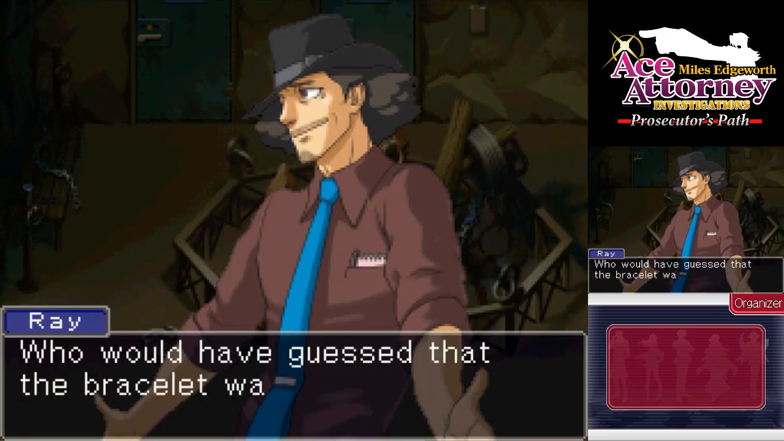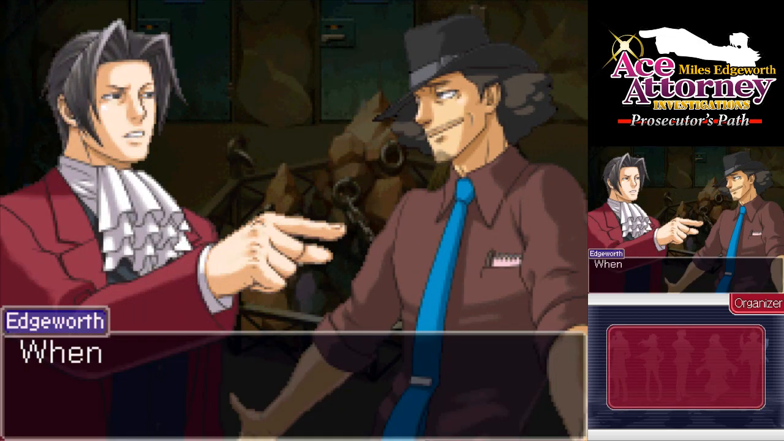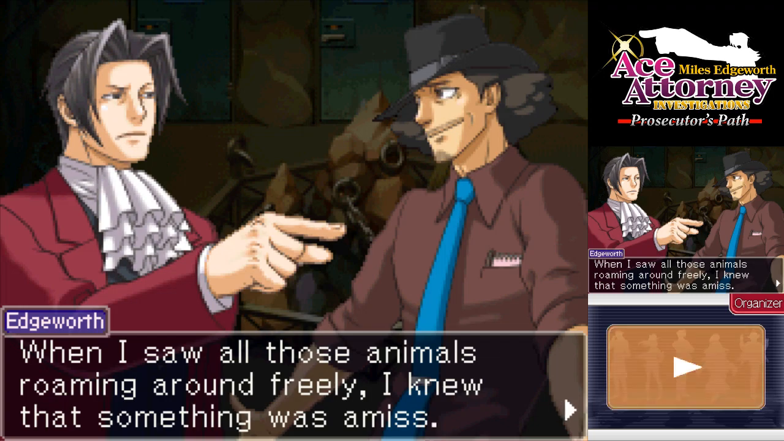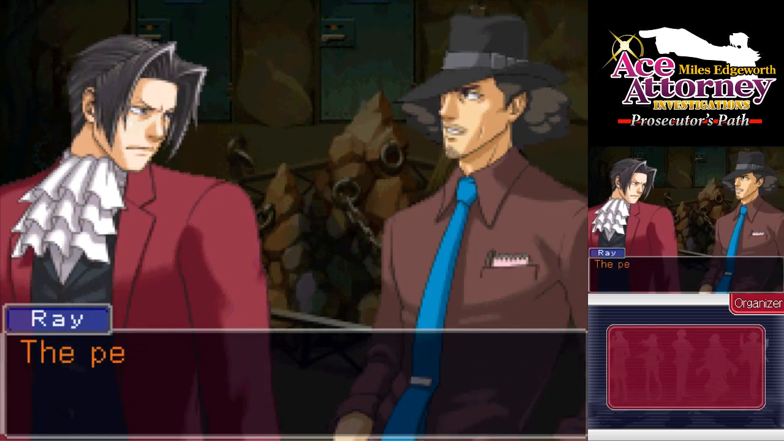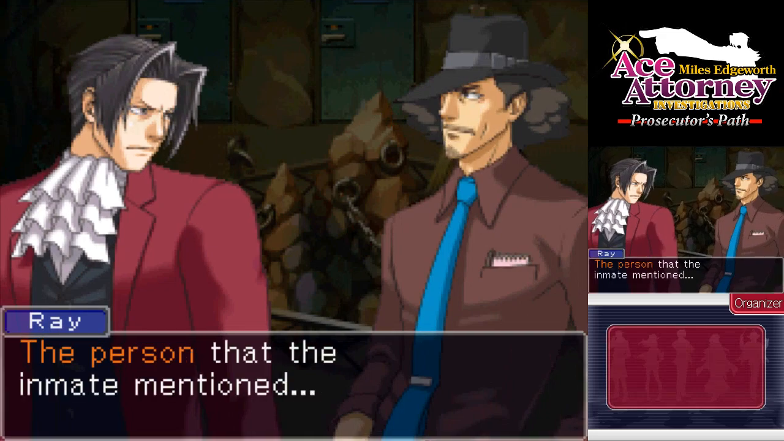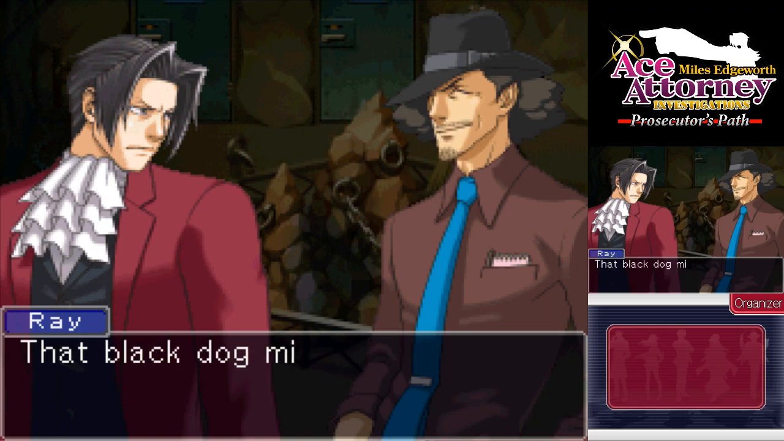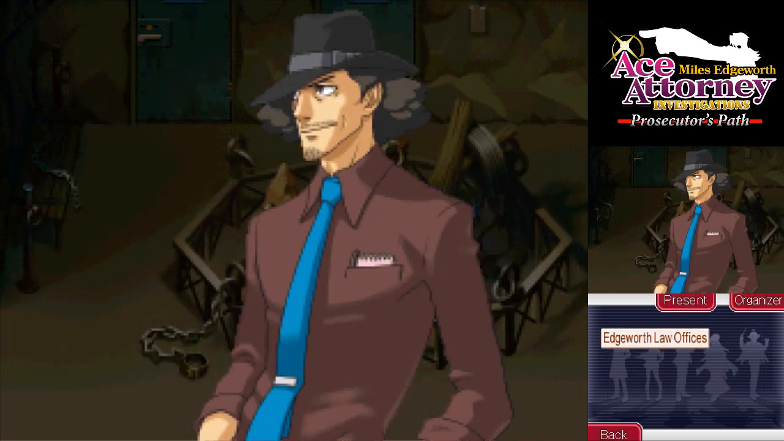Who would have guessed that the bracelet was broken? I thought the security here was supposed to be tight. When I saw those animals roaming around freely, I knew that something was amiss. At the very least, as long as that person is here. The person that the inmate mentioned? Well, let's hurry up and head to the special cell. That black dog might be there. We should proceed with caution.